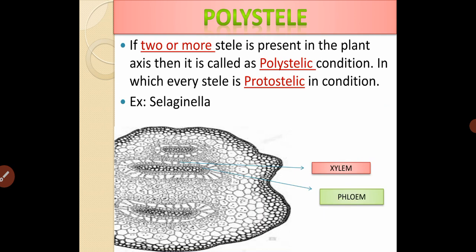Polystele. If two or more steles are present in the plant axis, then it is called the polystelic condition, in which every stele is protostelic in nature. Example, Selaginella. The name itself says that many steles are present. Two or more steles are present and pith is absent, then such condition is called the polystelic condition, as seen in case of Selaginella. This is about the protostele, that is haplostele, actinostele, plectostele, mixed protostele, polystele.